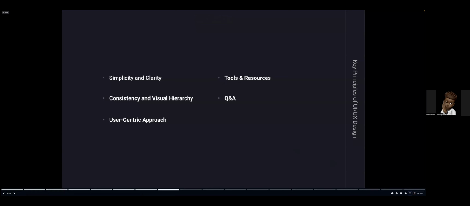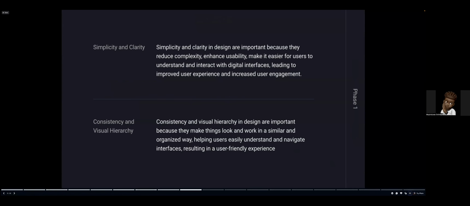So yeah, let's look at simplicity and clarity. And what is simplicity and clarity? Simplicity and clarity in design are important because they reduce complexity, enhance usability, and make it easier for users to understand and interact with digital interfaces, leading to improved user experience and increased engagement.